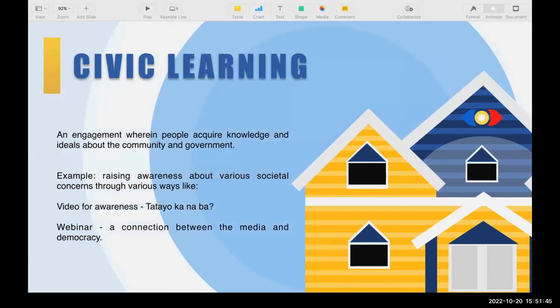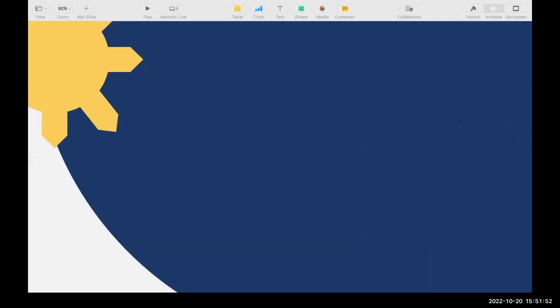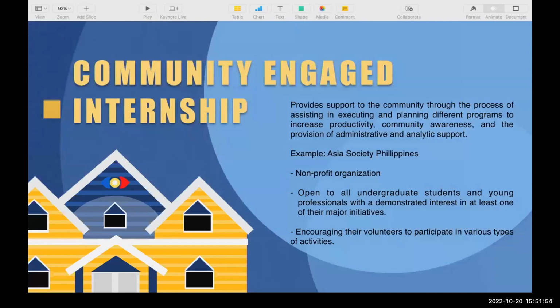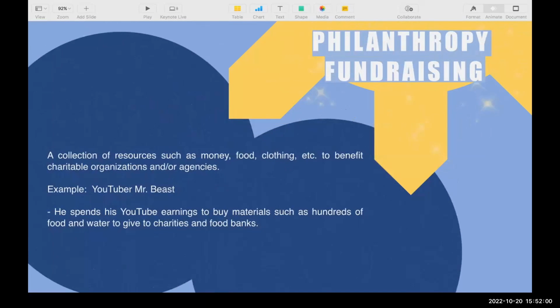Anyways, civic learning is an engagement wherein people acquire knowledge and ideas about the community and government. This type of engagement may be helpful for young people because they will be educated about different societal and political issues, which may result in them being more socially aware.